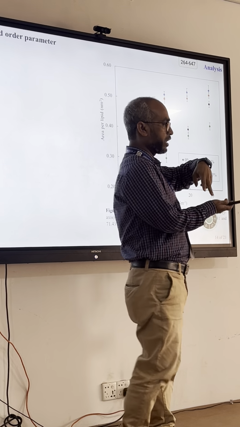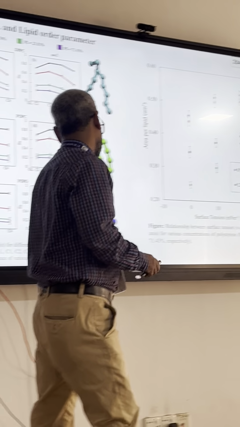So this is the water parameter. Also increase the plastic concentration, the water parameter is decreasing. Why? Because the surface area is increasing. That's why the lipid gets more space to sit in there.